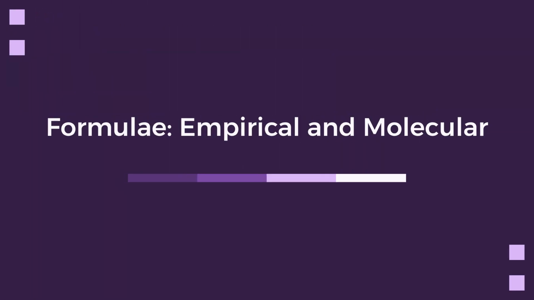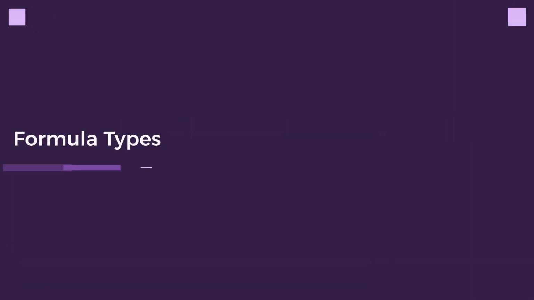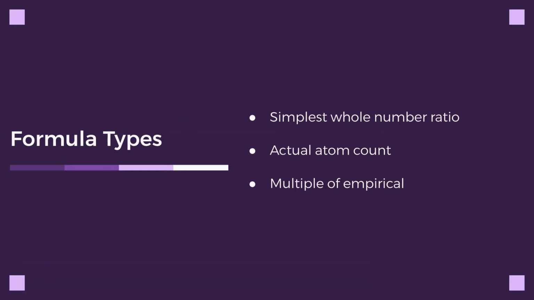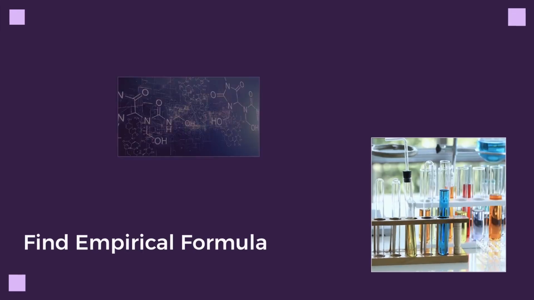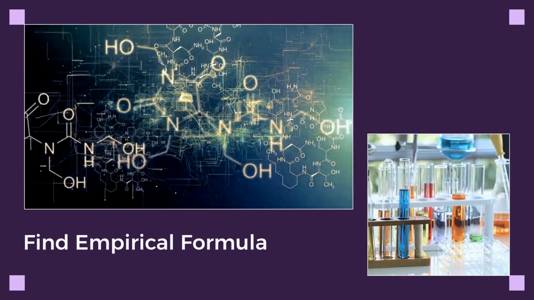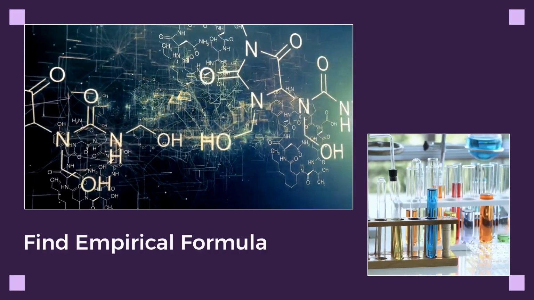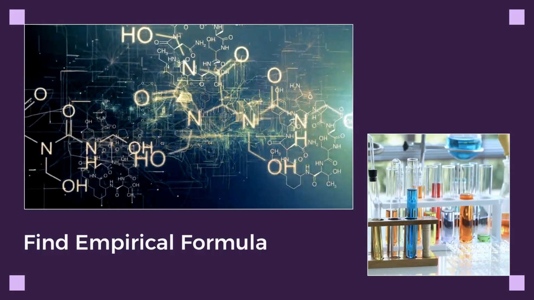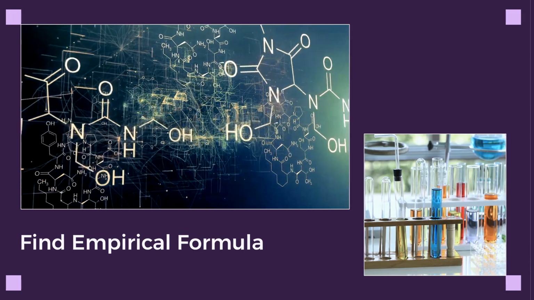Next, let's differentiate between the two main types of chemical formulae we encounter: empirical and molecular formulae. The empirical formula shows the simplest whole number ratio of atoms, while the molecular formula shows the actual number of atoms in a molecule. The molecular formula is always a multiple of the empirical formula. To calculate the empirical formula from experimental data, you first convert the mass or percentage of each element into moles, then divide by the smallest number of moles to find the simplest whole number ratio.